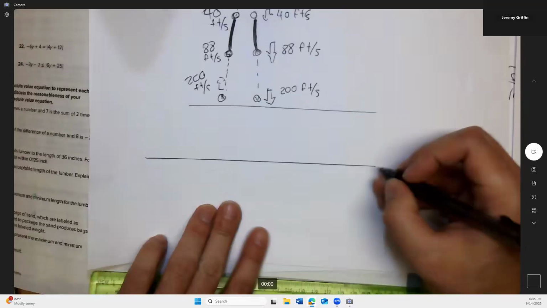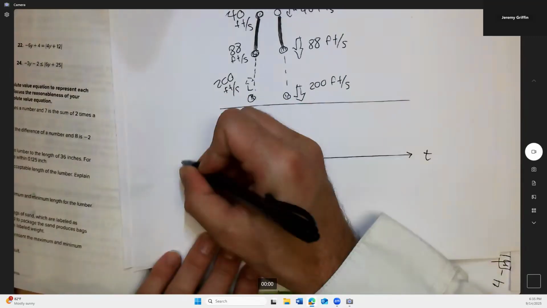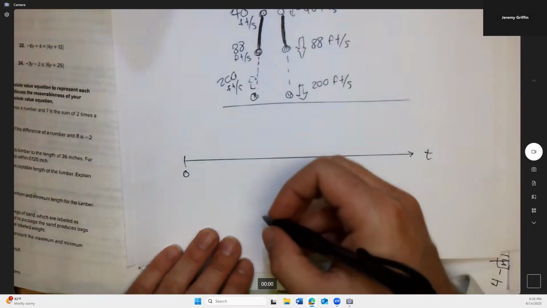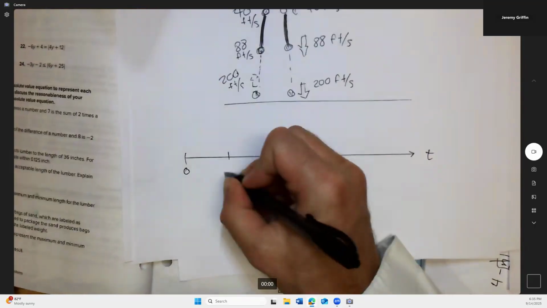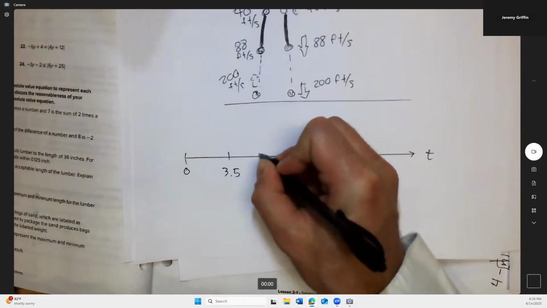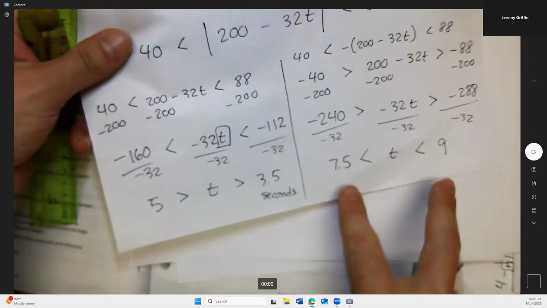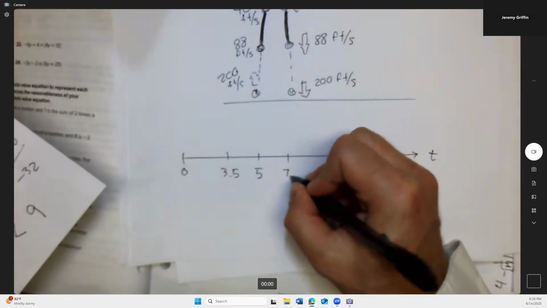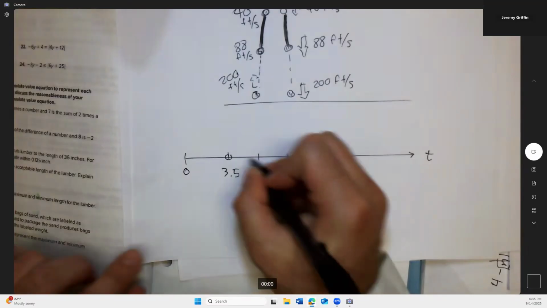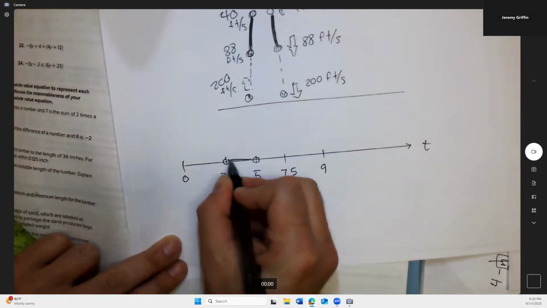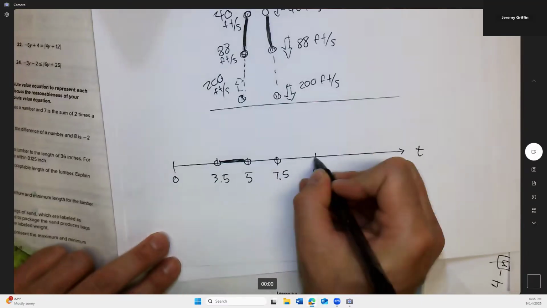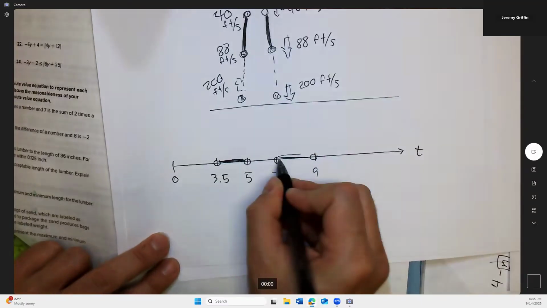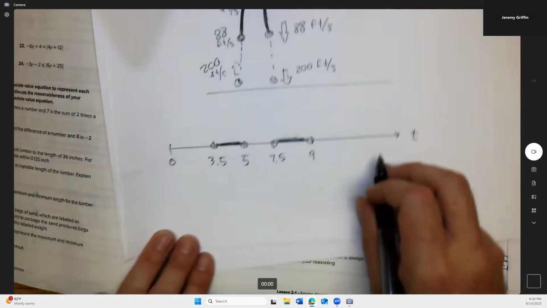Okay. So on a number line, if I've got time in seconds, maybe I'll start at 0. If I go from 3.5 to 5 seconds, this might not be exactly to scale, but just get the idea. 3.5 to 5, and then 7.5 to 9. So between 3.5 and 5, that's where it's heading on the way up, slowing down. Between 7.5 and 9, that's where it's coming down, speeding up.